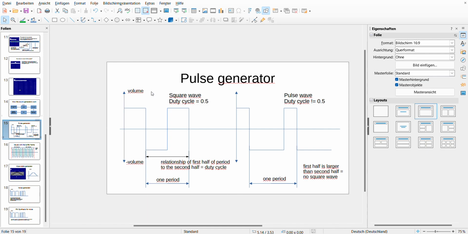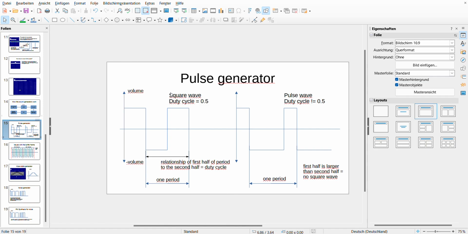When we multiply those 441 samples with our duty cycle, the first half of our periodic signal is 220.5, or around about 221 samples large. The other half is 1 minus 0.5 times 441 samples large, in this case also 220.5 or 221 samples.